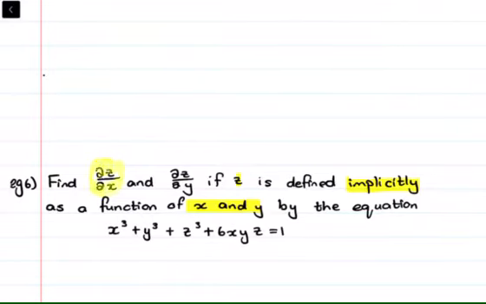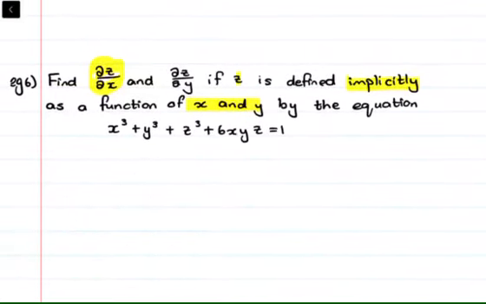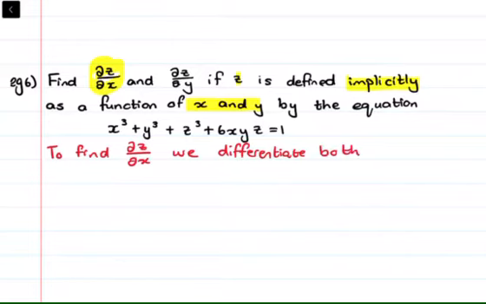So let us first find dz dx. So what happens? Partial z, partial x, right? Remember that the first thing that we used to do, we made it clear that to find partial z, partial x, we differentiate both sides of the equation by, in this case, x.